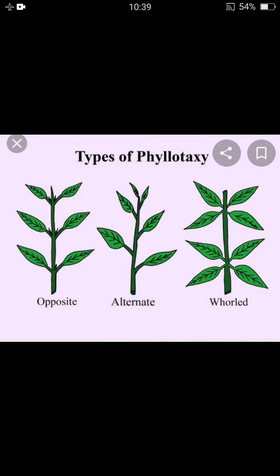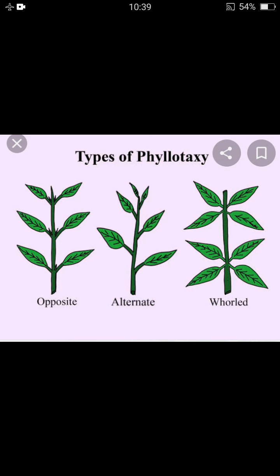What is meant by phyllotaxy? First of all, let us see the definition. Important definition: phyllotaxy is the pattern of arrangement of leaves on the stem or branch. Simply we can say, pattern of arrangement of leaves on the stem or branch. This is usually of 3 types, you can see on the screen. The first one, alternate phyllotaxy. Second one, opposite phyllotaxy. And third one, whorled phyllotaxy. Let us see one by one in detail.